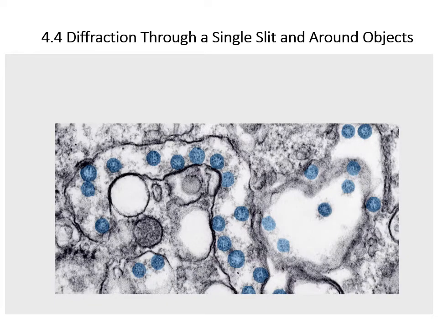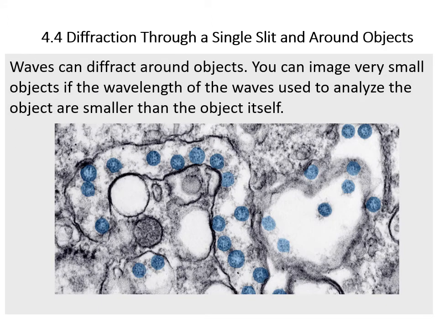And waves can diffract around objects, and you can image very small objects if the wavelength of the waves used to analyze the object is smaller than the object itself. So here I have a high resolution image of the coronavirus particles. They're in blue. What was used to make this image? Well, electrons. An electron microscope was used, a transmission electron microscope.